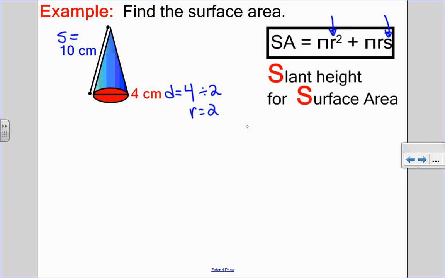Now it's just a matter of putting it into the formula. So I have pi r squared. I'm going to use brackets every time I put a value in. Anytime I make a substitution, I use brackets. Plus pi r s. See how I've substituted the radius for 2 and the slant height for 10. Now I want to put that into my calculator, and I'm going to show you how you can put this into your calculator in just one keystroke.